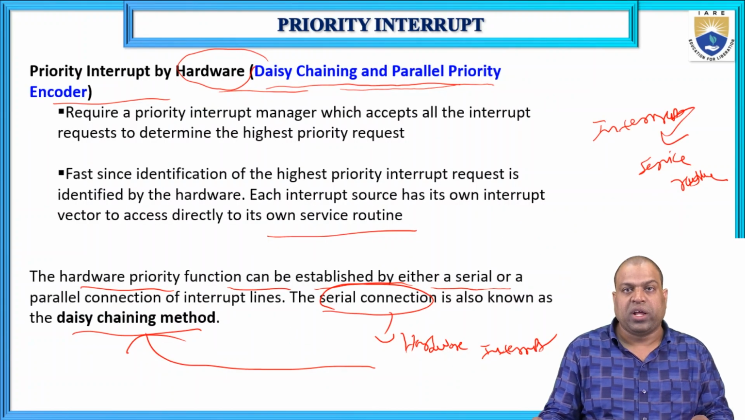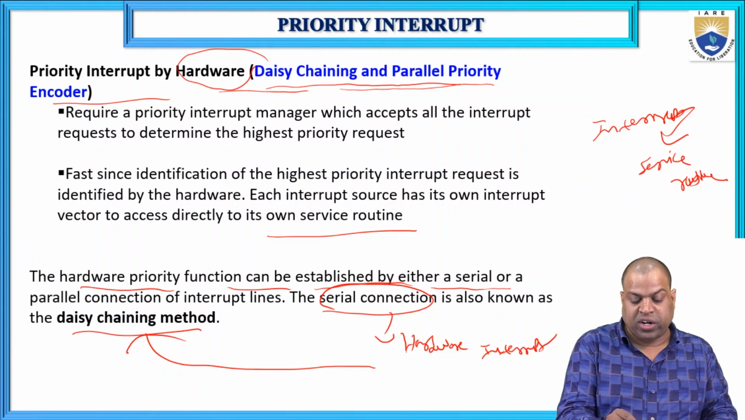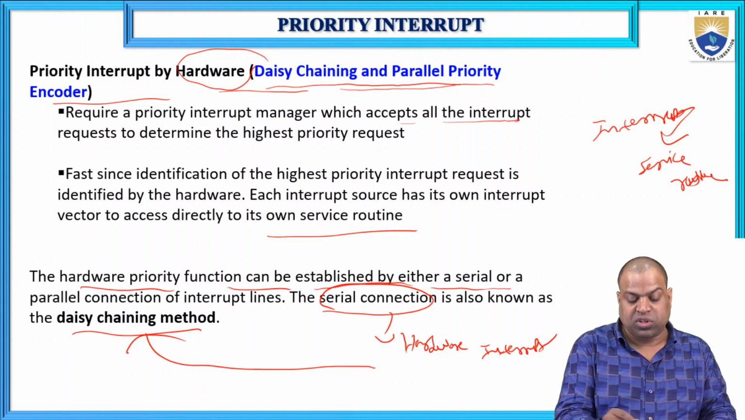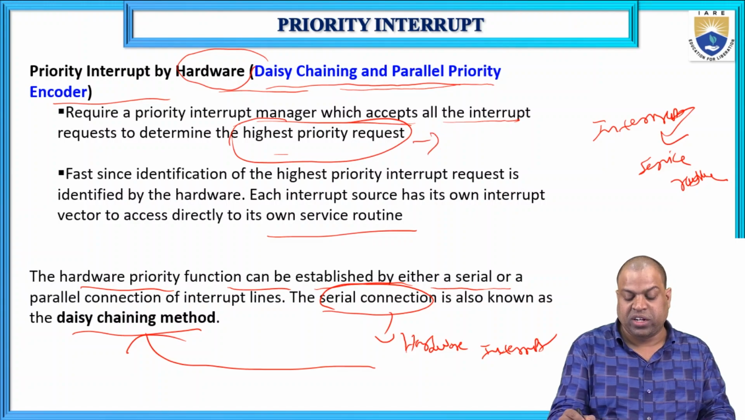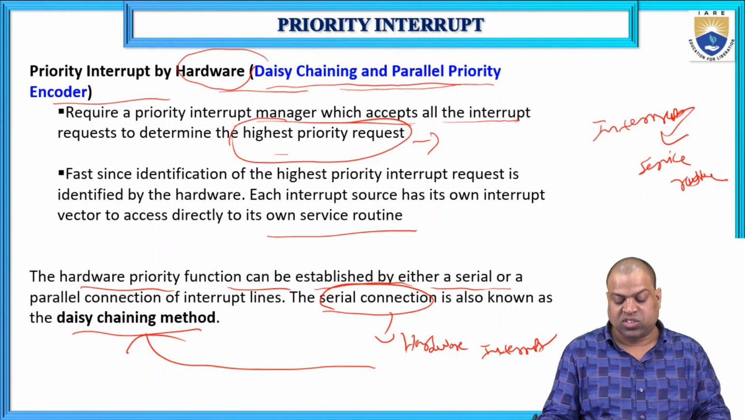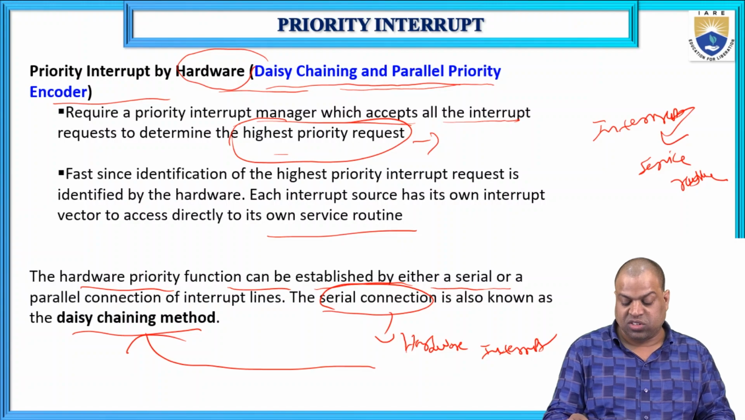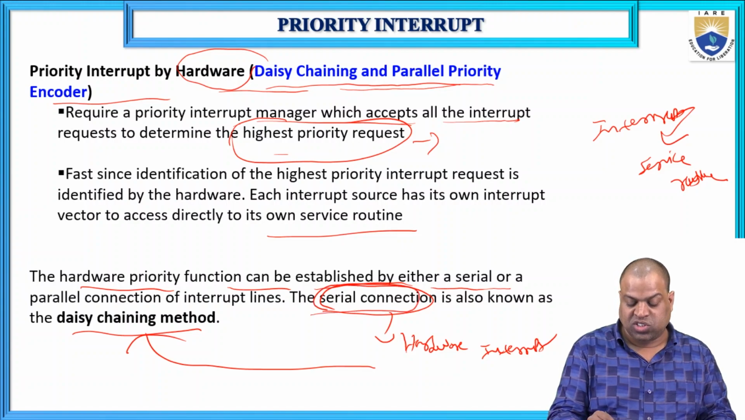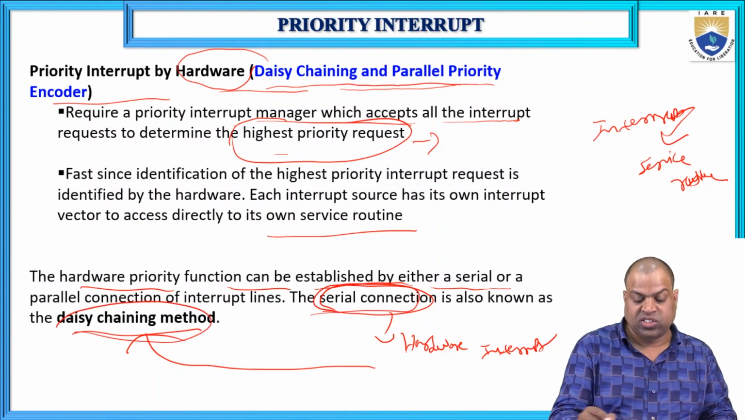And priority interrupt by hardware is daisy chaining or parallel priority. When we go for the priority interrupt with a manager, it accepts the interrupt request to determine the highest priority. So I need first the highest priority, then only you will go for the lowest priority. The hardware priority function can be established by either a serial or a parallel connection of interrupt lines. The serial connection is also known as daisy chaining. So the data transfer with a serial connection I'm taking as daisy chaining.